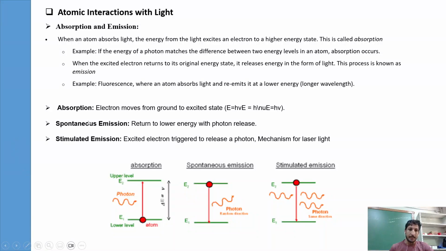An example of this is fluorescence, where an atom absorbs light and re-emits it at a lower energy, which is a longer wavelength. So, absorption: electron moves from ground to excited state. Spontaneous emission: return to a lower energy with photon release. And stimulated emission is when an excited electron is triggered to release a photon, and this mechanism is called stimulated emission. So, the first one is absorption, the middle one is spontaneous emission, and the third one is stimulated emission.